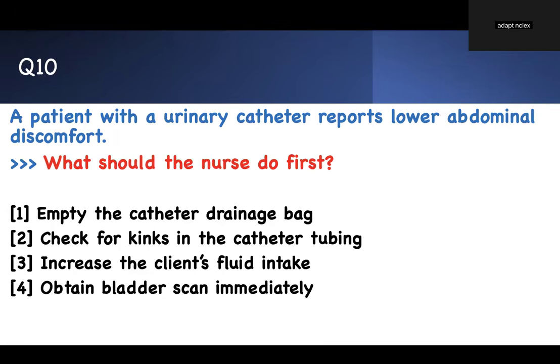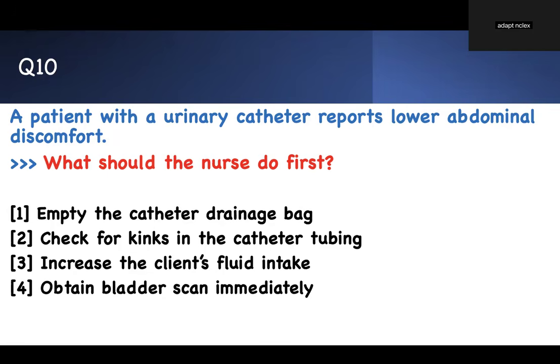Empty the catheter drainage to make sure it's flowing. Check for kinks in the catheter. Increase the client's fluid or obtain a bladder scan. All the answers feel really, really good, right? But think about it. What would you choose? Do you empty the bladder? Do you check for a kink, increase fluid, or obtain a bladder scan?